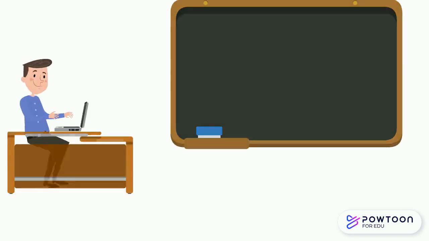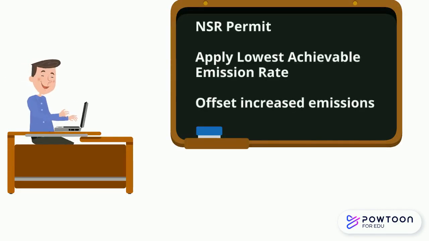The NSR permit requires applying the lowest achievable emission rate in the permit for that pollutant exceeding the NAAQS. This technology represents the most stringent emission limitation. The law requires that the facility also offset increased emissions of the non-attainment pollutant by securing emission reductions of the same pollutant type from nearby facilities.